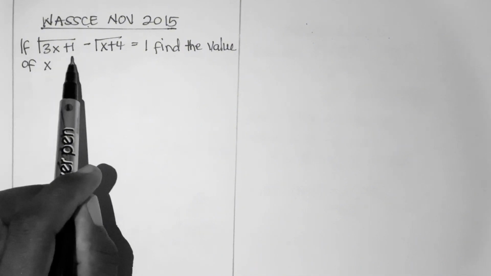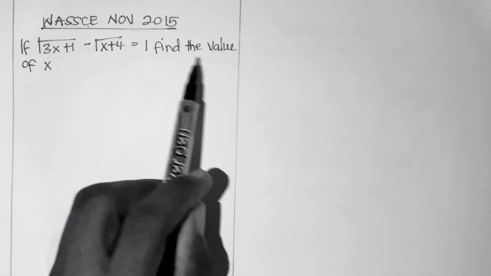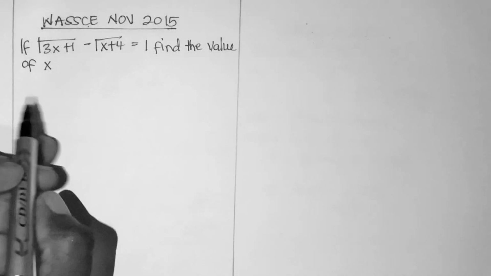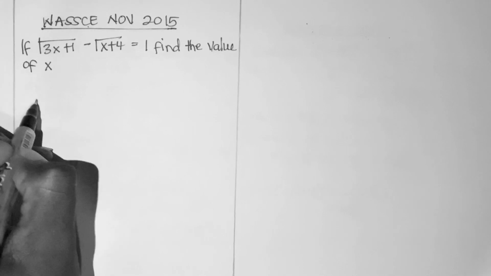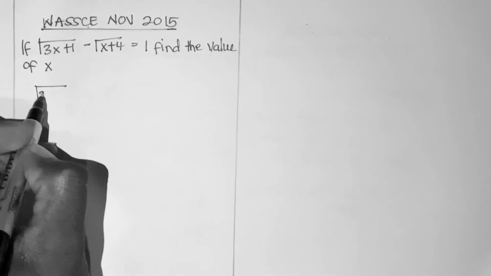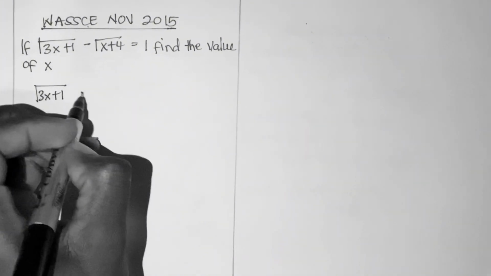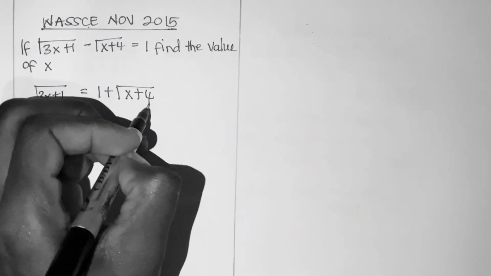If square root of 3x plus 1 minus square root of x plus 4 is equal to 1, find the value of x. So what we need to do is let's take this term to the right hand side. So we can rewrite this as square root of 3x plus 1 equals 1 plus square root of x plus 4.